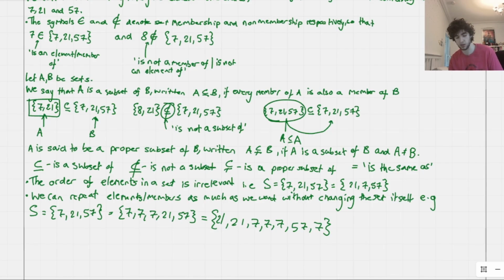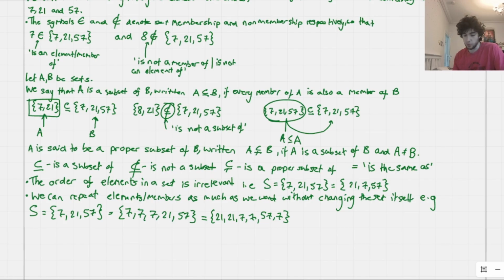Also, I just realized this set is sort of annoying me because it's going down, so let me make it slant a little more upwards. So we have 21, 21, 7, 7, 57, 7. Awesome. And obviously those sets are all the same because we can repeat elements or members as much as we want without changing the set itself. And we can also change the order of elements inside a set, and it doesn't really matter. So those are important points.